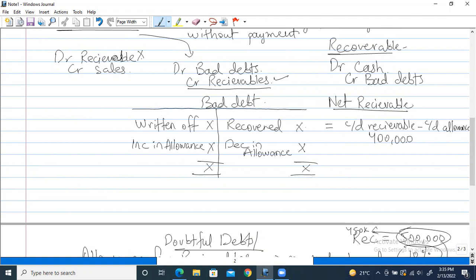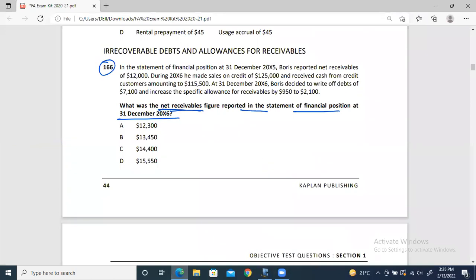So you only need to remember the formula: closing receivables minus closing allowance. Now let's see this question. Whenever we are creating a receivables account, as we discussed at the start of the slides, we'll always create the normal receivable balances. The net receivables figure is only included in the statement of financial position, as you can see here. For making the T accounts, and for the chapter's purpose, we'll just use the normal receivables figure.